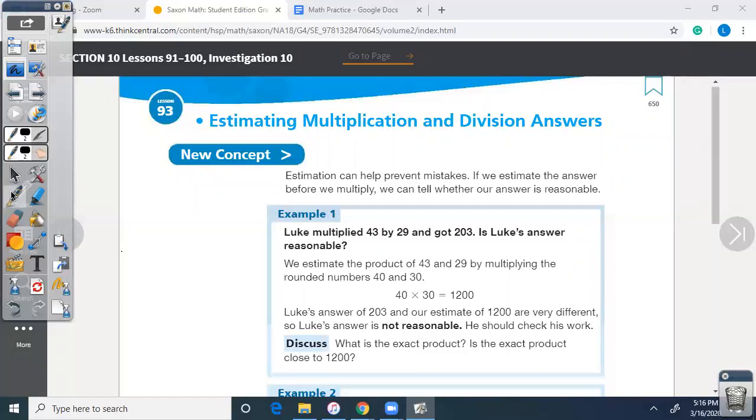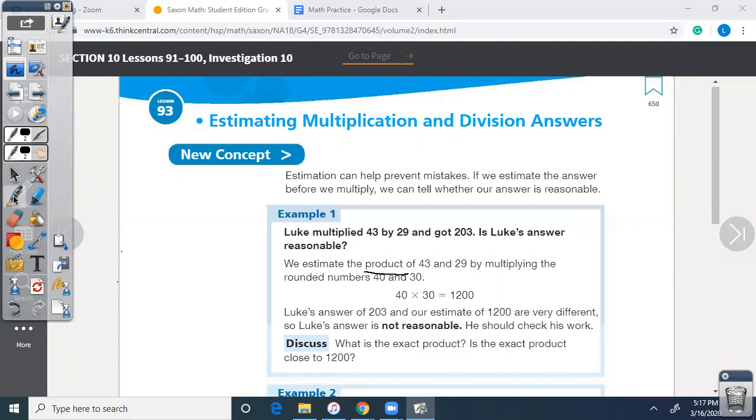All right, estimating multiplication and division. First thing we need to talk about is the difference between multiplication and division. So let's talk about multiplication first. What is the answer to a multiplication problem called? The answer to a multiplication problem is called the product. Good. It is called the product.